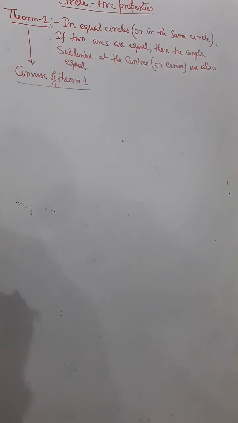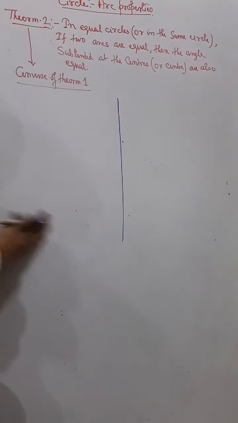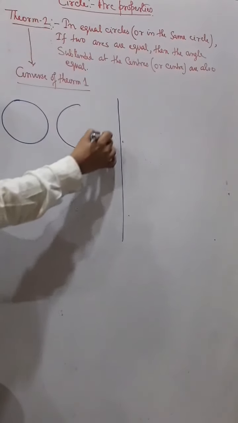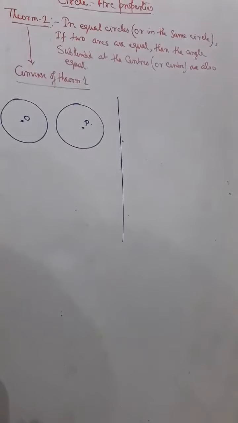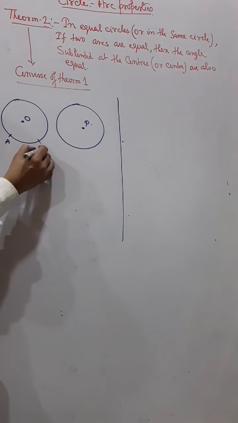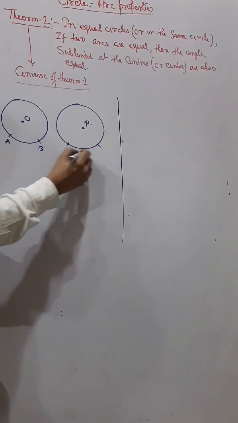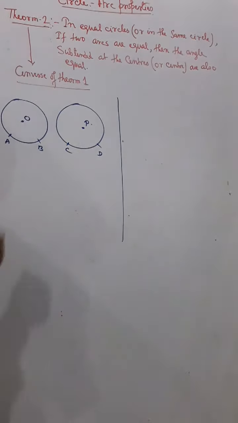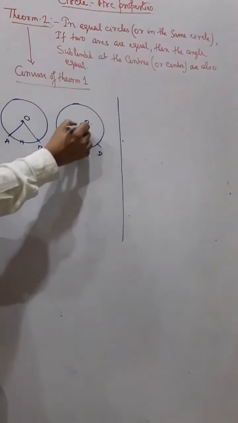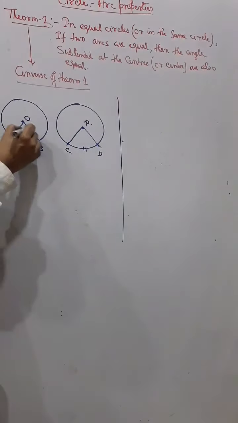So in equal circles, this circle and this circle are equal. The center is O, this center is P. If two arcs are equal, now suppose this is an arc AB, this is an arc CD. So if AB is equal to CD, that means this length is equal to this length, then the angle subtended at the center, this angle, is also equal to this angle.